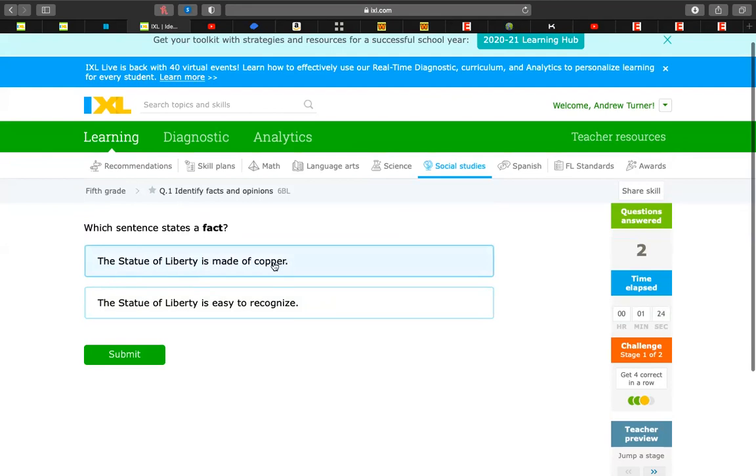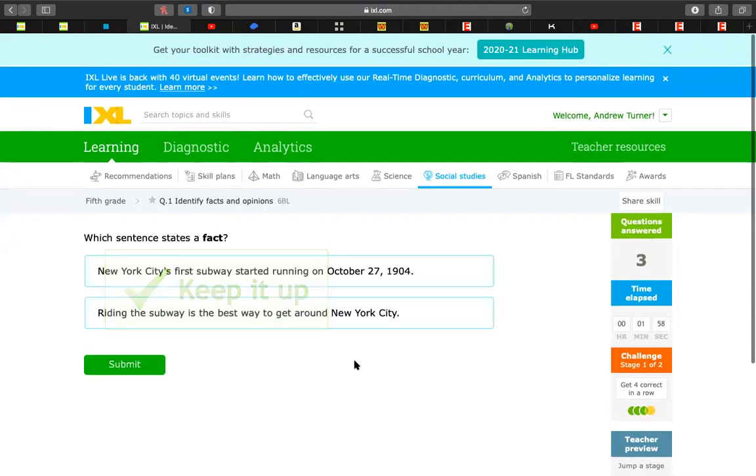The Statue of Liberty is made of copper, or the Statue of Liberty is easy to recognize. That's a tough one. The copper one is the fact. We can actually test and see if the Statue of Liberty is made of copper. It may not be recognizable to somebody who lives in a tribe somewhere in South America. They may have never heard of the United States ever. So that's where we get this idea of fact versus opinion. So that's fact. Keep it up, Buttercup.